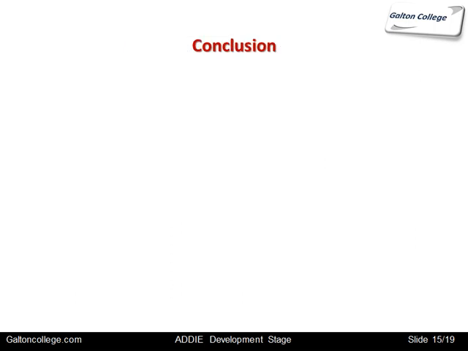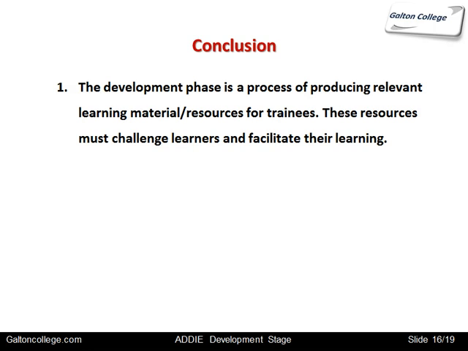So the conclusion: the development phase is a process of producing relevant learning material resources for trainees. These resources must challenge the learners and facilitate their learning. So it's getting good course material, good PowerPoint slides, good presenter, perhaps online material, face-to-face, all the ideas we've just spoken about in the last couple of slides. Getting that is the practical development of the course.